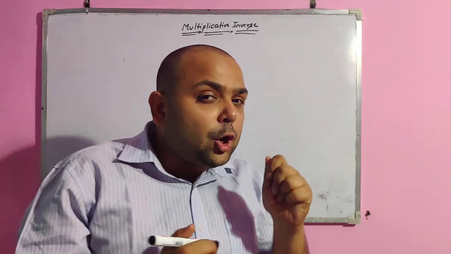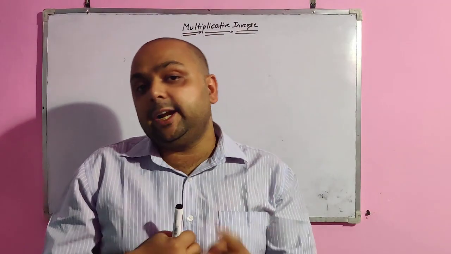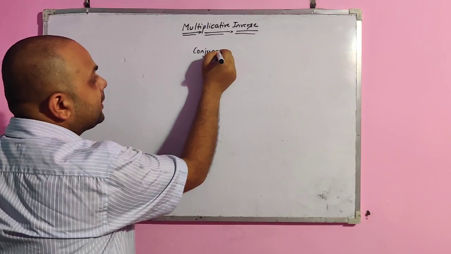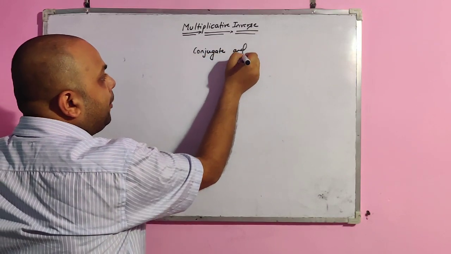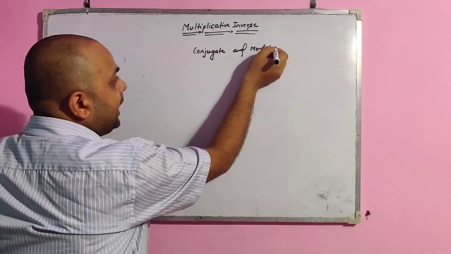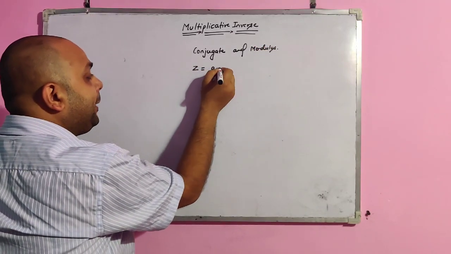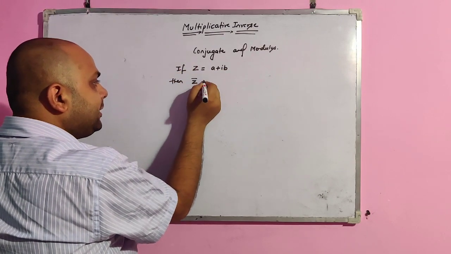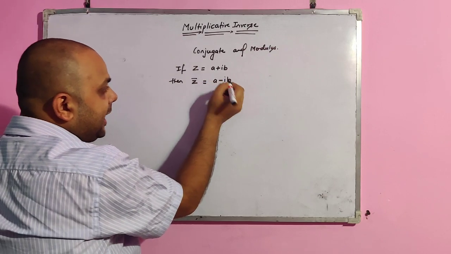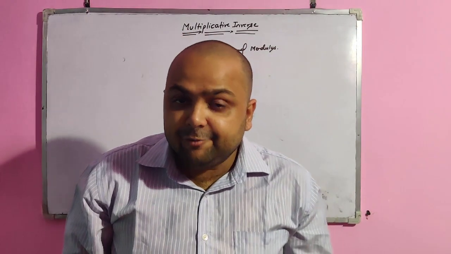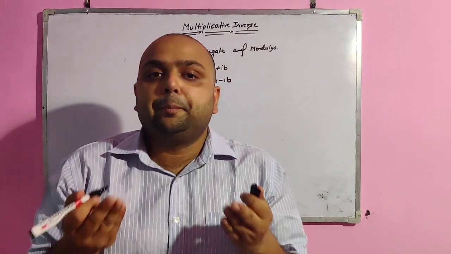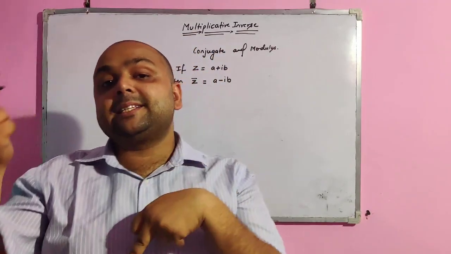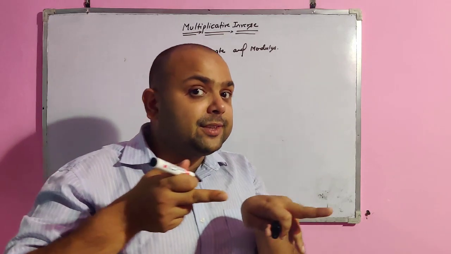Now to understand the concept of multiplicative inverse, we need to understand two concepts here. First is conjugate, and the next is modulus. Now if Z is equal to A plus iota B, then Z conjugate, that is Z bar, can be written as A minus iota B. So as simple as that. If the complex number has a positive sign between real and imaginary, the conjugate has a negative sign. And if the complex number has a negative sign, the conjugate has a positive sign.